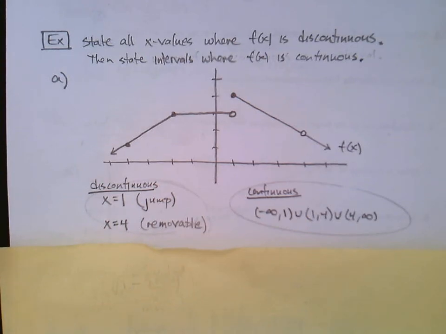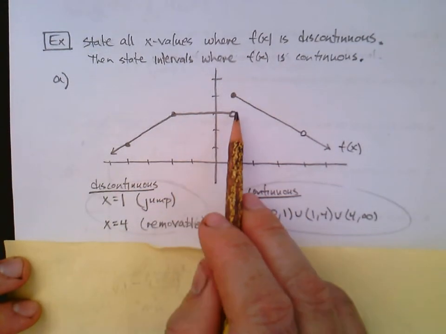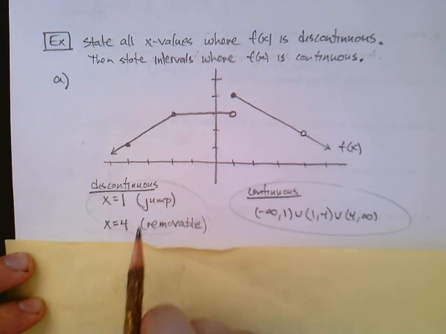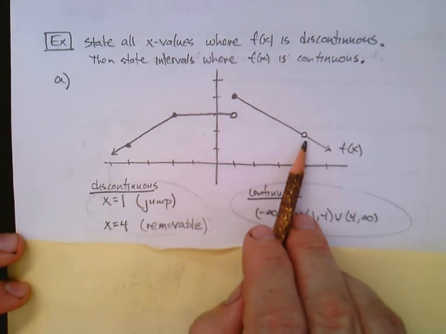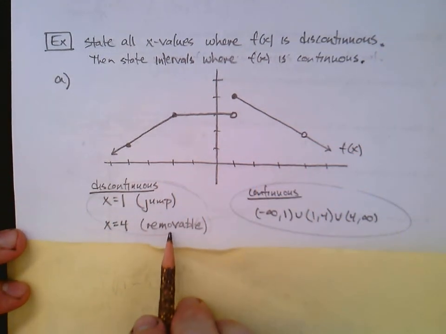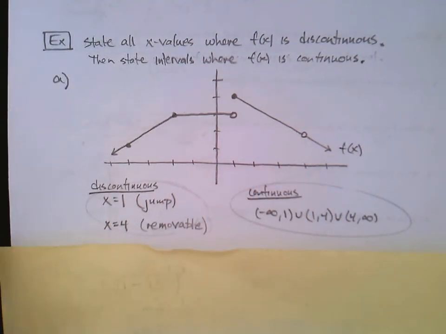So we kind of did it as we were reading them, right? That's a jump, and so it's a jump discontinuity. That's the type. And then this one at the hole, well, we don't call it a hole discontinuity, we call it a removable discontinuity. But hopefully that's not too big of a leap. So we can even name the types.